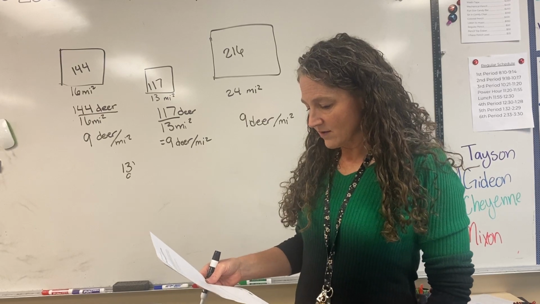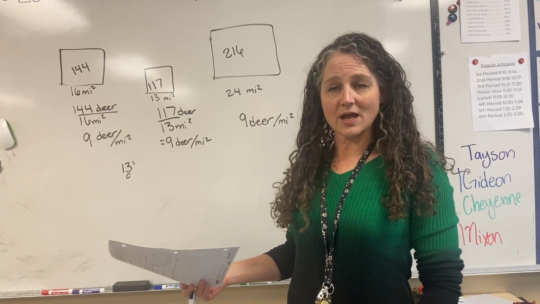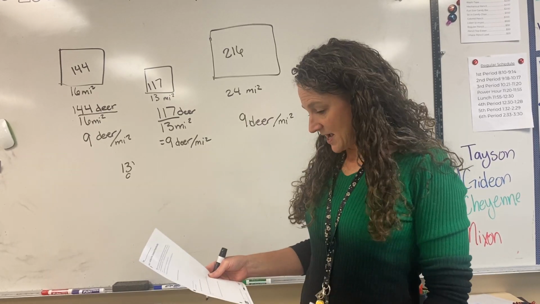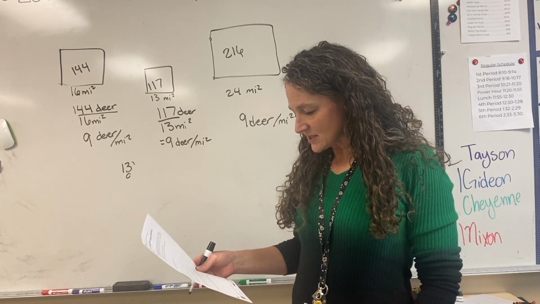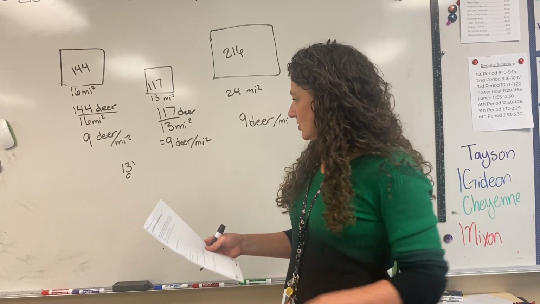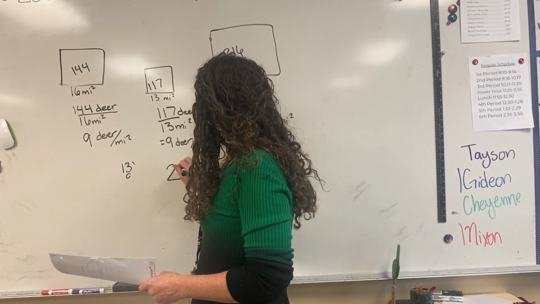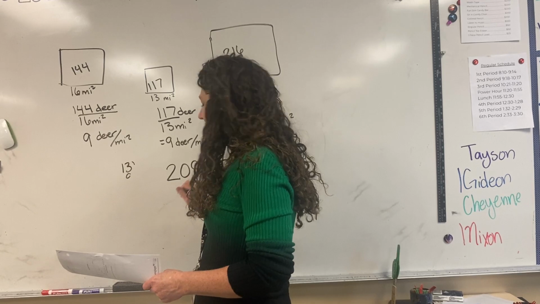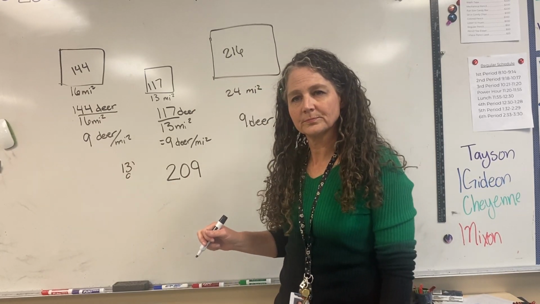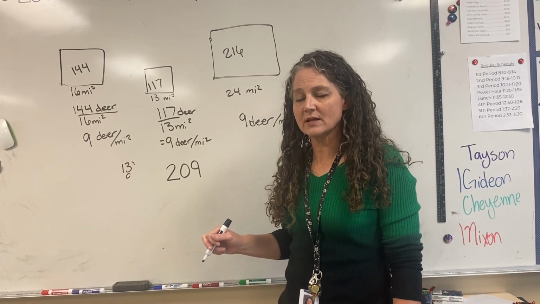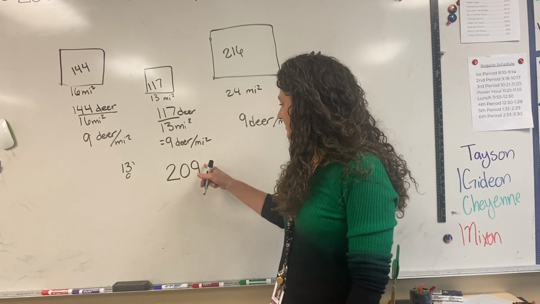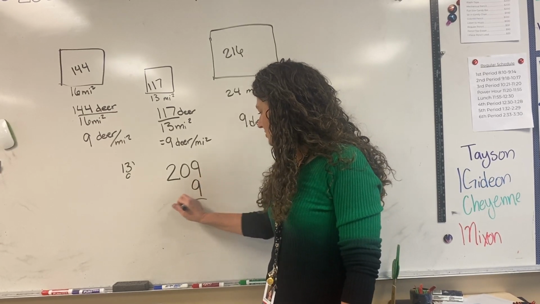The unit rate of deer per 1 square mile is how many are in 1 square mile? 9. Now we're going to use it as a constant of proportionality. So what if we have 209 square miles? How many deer would we have? Well, what's our constant of proportionality? 9. So what do we do? 9 times 209.